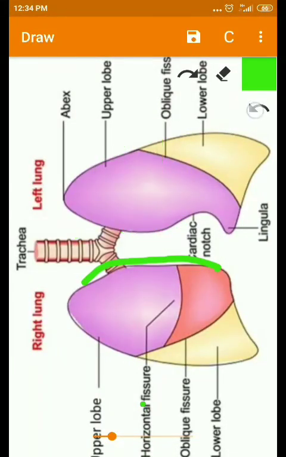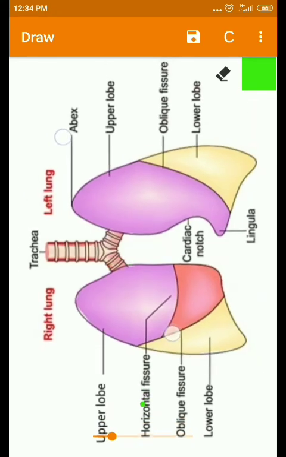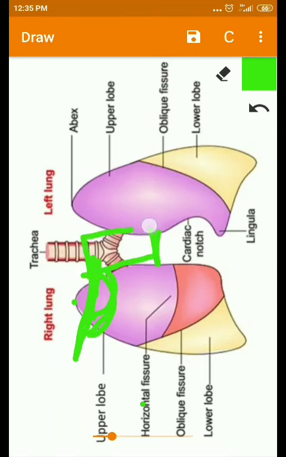Now we will see the apex and base. The apex is blunt and lies above the level of the anterior end of the first rib. Here we can see the level of the clavicle, and below this we have the first rib, and here we have the sternum. This forms the apex, which is blunt and lies above the anterior end of the first rib.